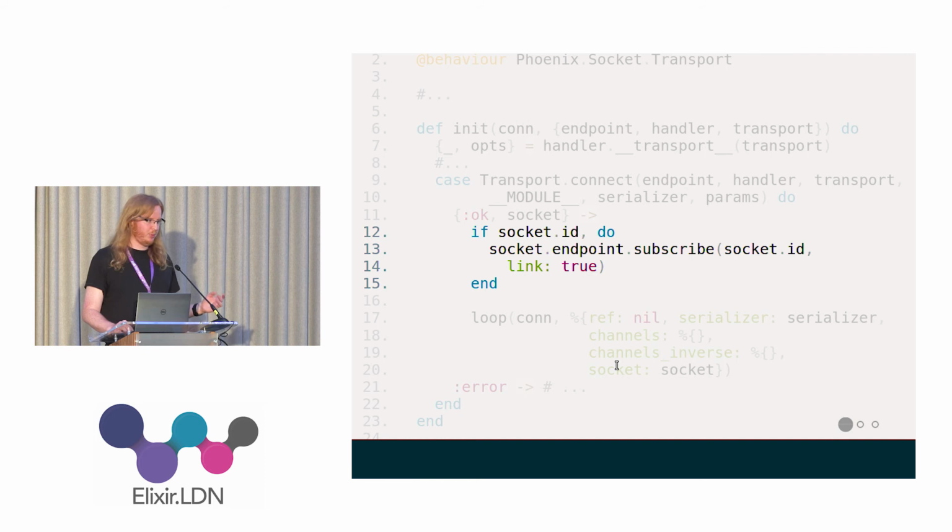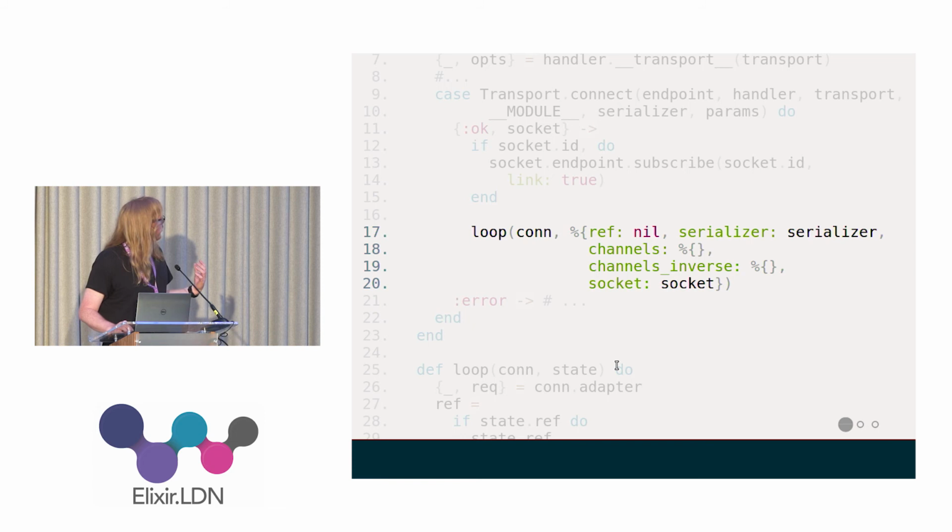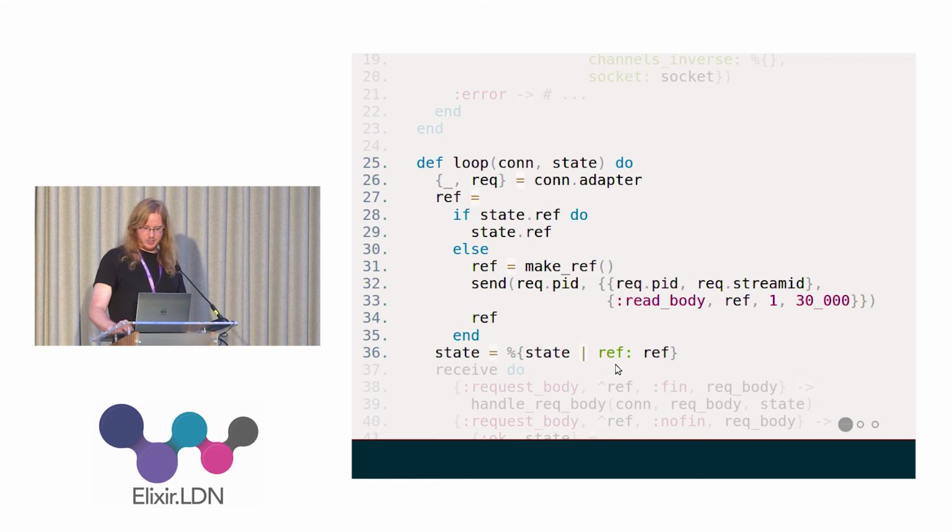And then we'll enter a loop. So the loop has a ref on there, a serializer, so that'll be JSON or whatever serialization format you choose. And then we store channels and channels inverse, and that's so we can look up in either direction. So we can look up from either topic to PID or PID to topic and a socket. Most of this code I took from the long polling implementation, so it looks similar to that if you've seen it.